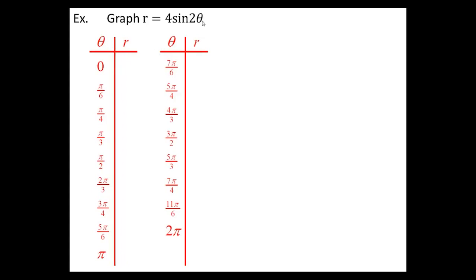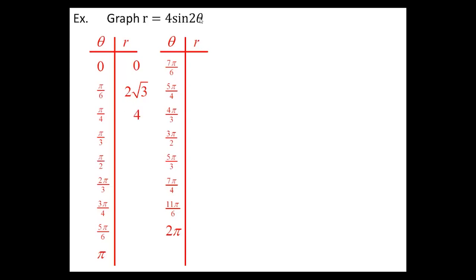So plug in 0. 0 times 2 is 0. Sine of 0 is 0. Plug in pi over 6. Pi over 6 times 2 is 2 pi over 6. Well, that's really pi over 3. Sine of pi over 3 is root 3 over 2. Root 3 over 2 times 4, 2 root 3. Plug in pi over 4. Pi over 4 times 2 is 2 pi over 4, which is really pi over 2. Sine of pi over 2 is 1, so we get 4.